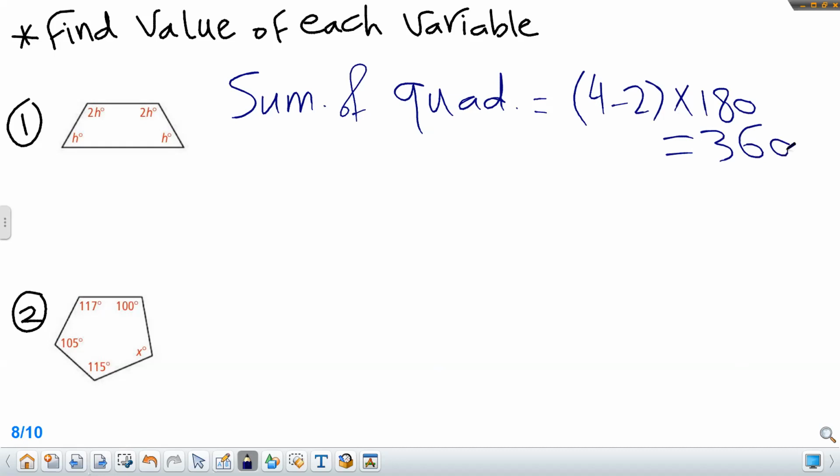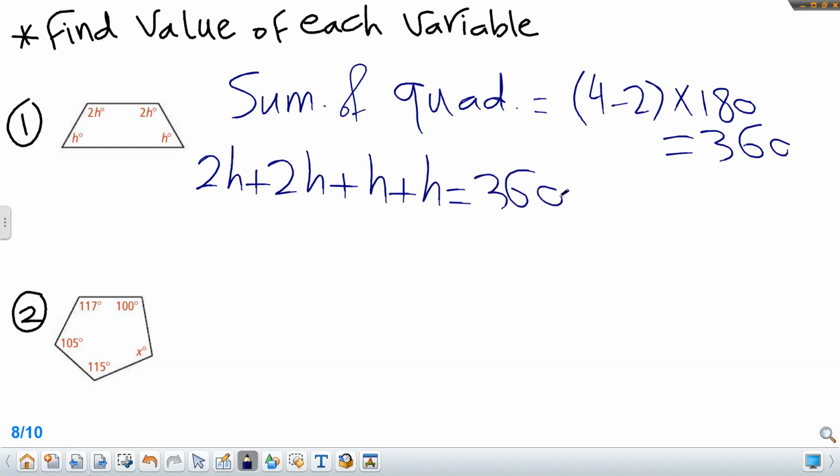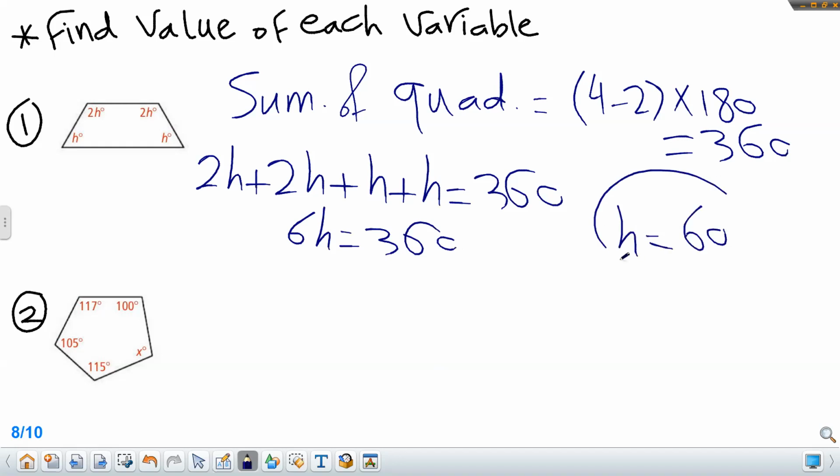Okay, you can write it as an equation. How? Add 2h and 2h and h and h equals 360. And adding the h's, 2h plus 2h plus h plus h, it will be 6h, good, equals 360. Then divide by 6, then h is 60. Then h equals 60. This is number one.